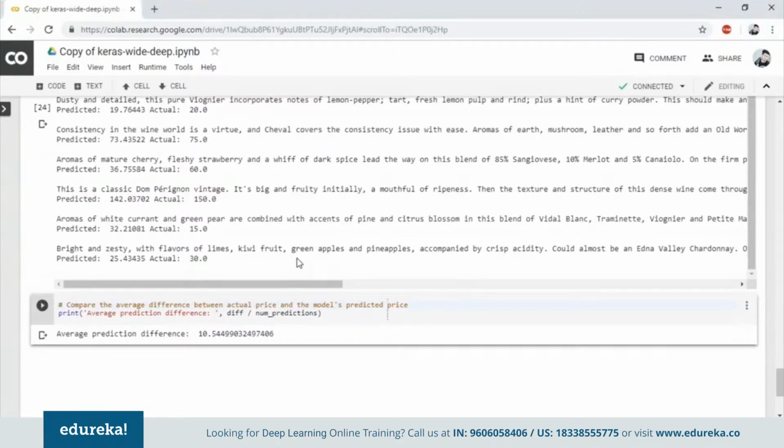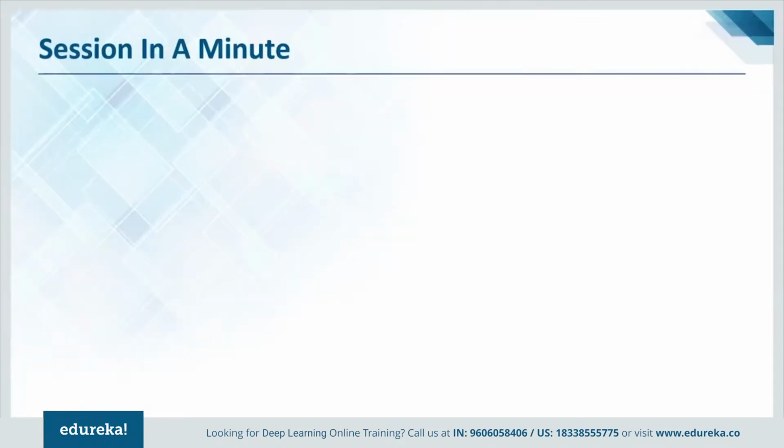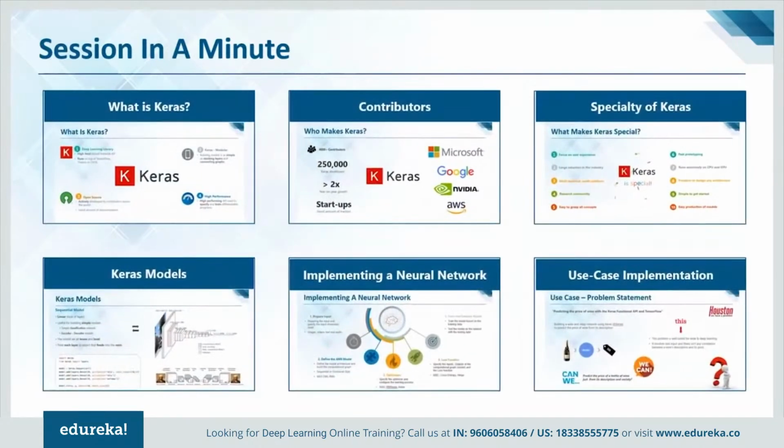To wrap this up, let's head back to our presentation and run through what we did in the entire session. We started out by checking what Keras actually is, then we checked out the contributors who support and develop Keras. Next, we checked out the specialty of Keras by highlighting some of the really good features. Next, we checked out the models, and then the easy steps to implement a neural network. And lastly, we went through this amazing use case and dived right into the heart of Keras.